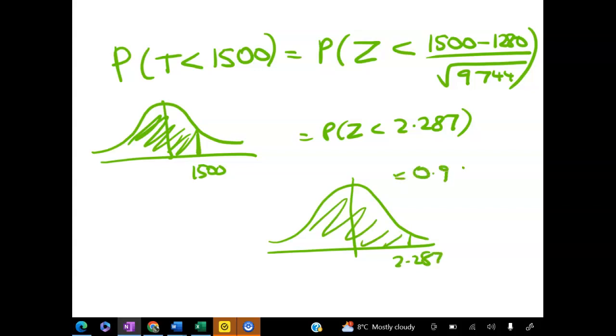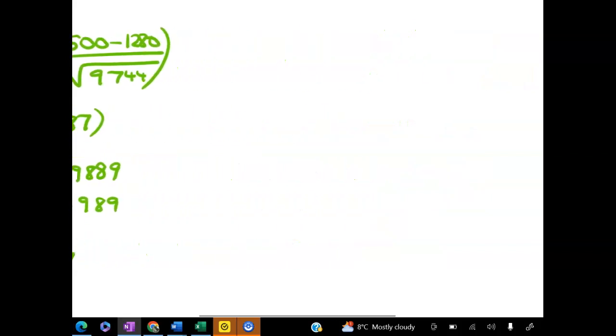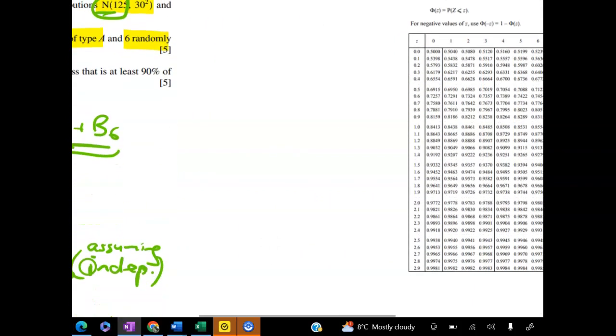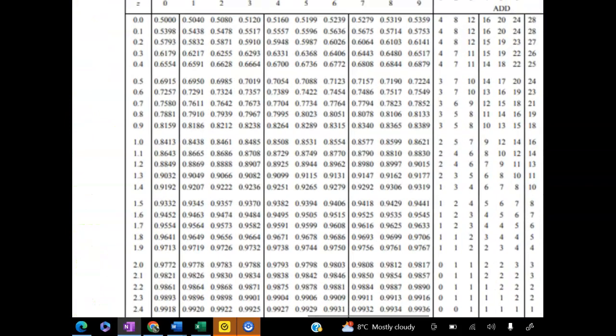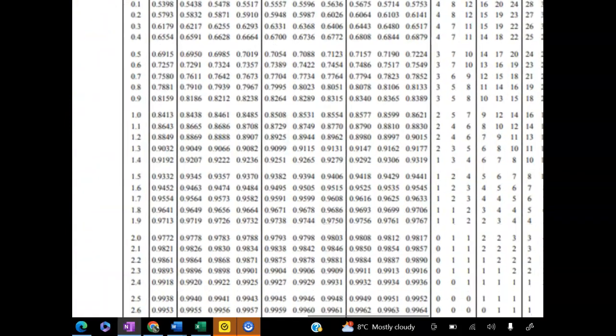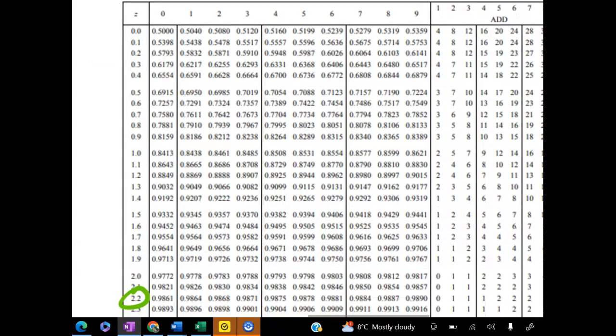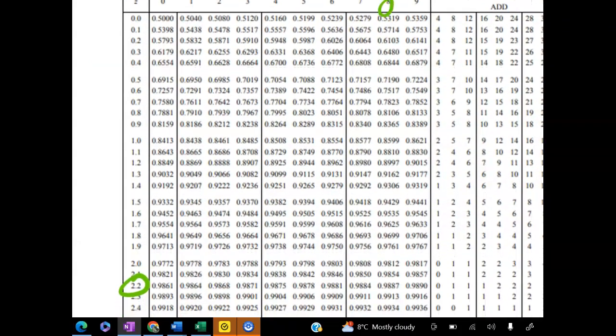I got 0.9889, which to three significant figures gave me 0.989. Now the marking schedule gave me a tiny different number. I'm not sure how, but this is how I did it here. Right, so here's our table, and we're just hunting through there for 2.28. Where's 2.28? No, it's this one here, 2.287, and I did a little add factor because of the 7, so we added on that.